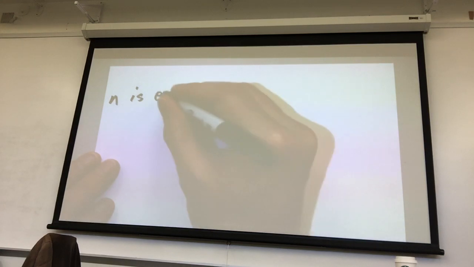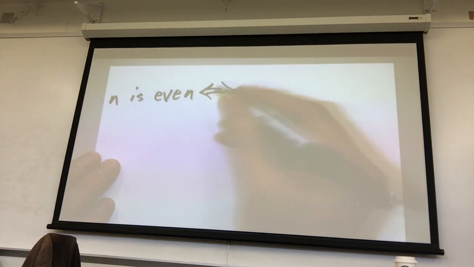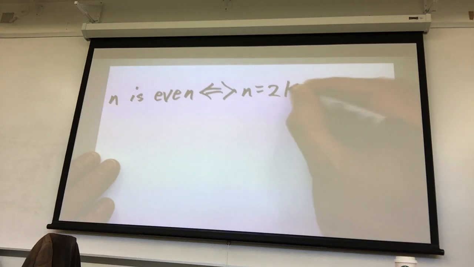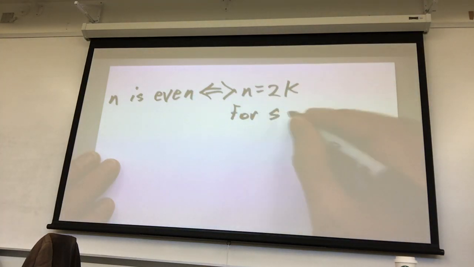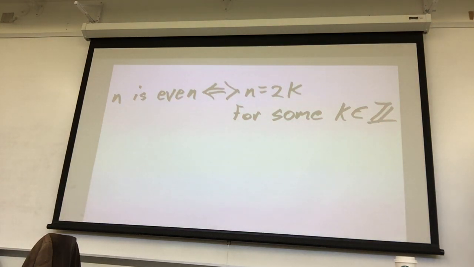So what does it mean that n is even? This is true if and only if n equals 2k for some k within the integers. Okay. So that's n is even.